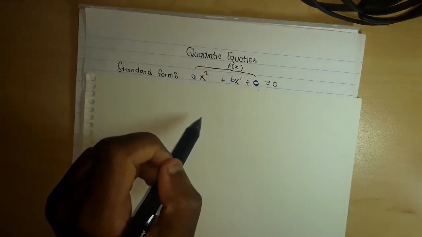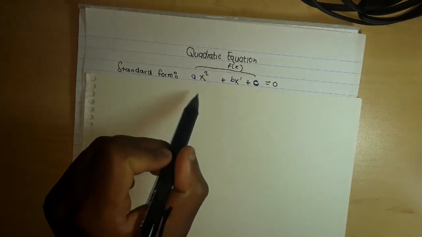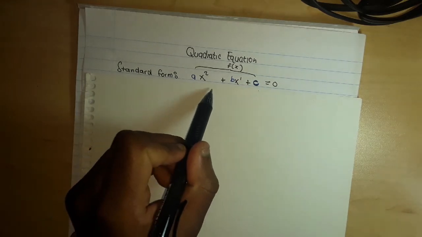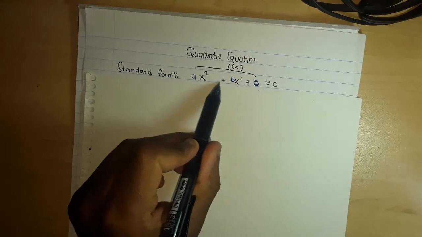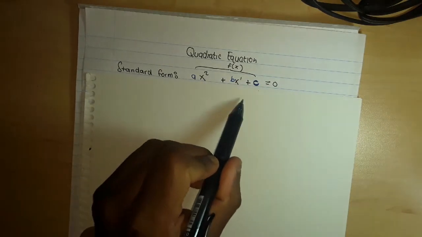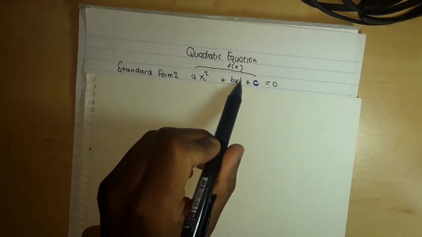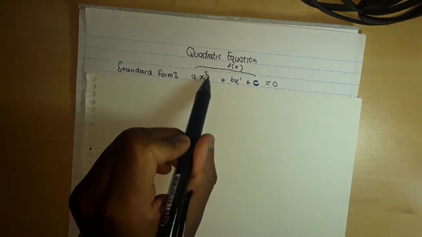So one of the unique ways to identify a quadratic equation is that the highest power of x that exists in this equation is 2. Because if you look at this, we have x to the 1 and then we have x squared. The highest power that exists is x to the 2.